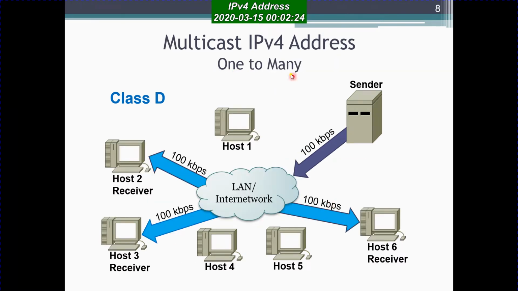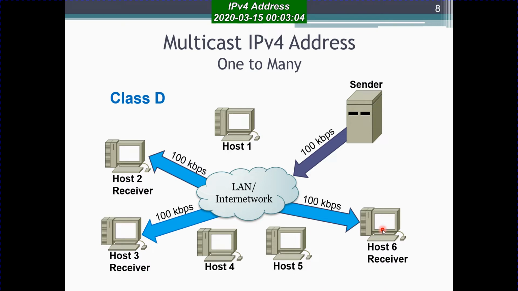Now we have the multicast IPv4 address, or the one-to-many model. The multicast IP address is represented in class D, and here we have a sender. The sender is going to send, let's say, video content or audio content to a destination multicast IPv4 address. You see, a single stream of information is delivered with 100 kilobits per second only. This stream of information is going to be received by all those hosts which are interested to receive that information and which are going to act as receivers. So on one side we have the sender, and on the other side we have receivers.